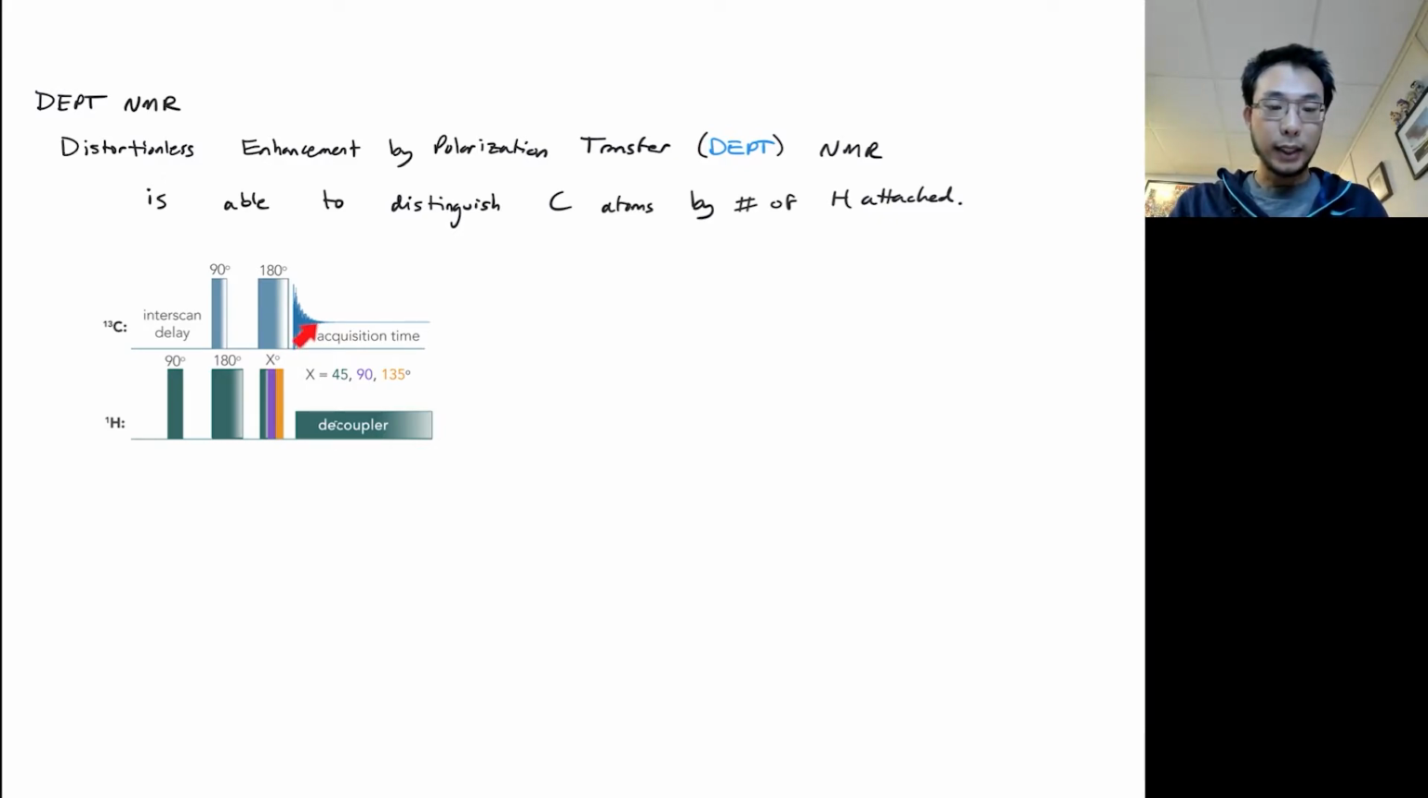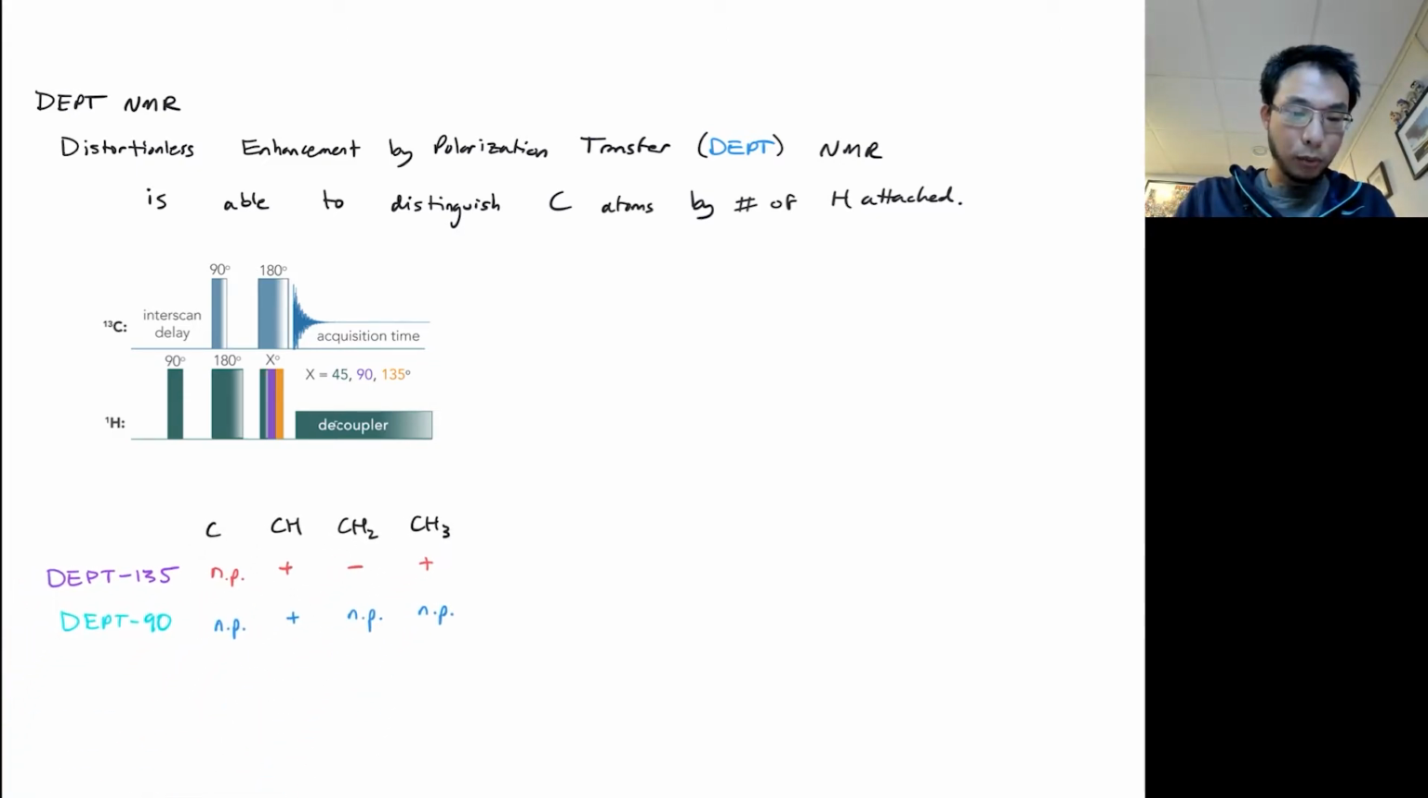And after you do all of this, this is when you acquire the electric signal corresponding to all the resonances. And when that happens, you get an interesting phenomenon where in the case of a carbon with no hydrogens attached, the DEPT 135 and the DEPT 90 will both have no signal at all. If the carbon happens to have one hydrogen attached to it and three other things, then you'll get positive signals in both of these DEPT experiments.